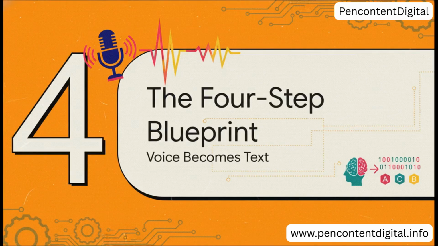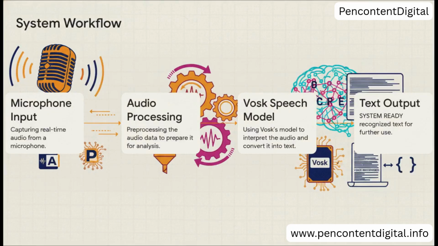Okay, we've got our tools. Now let's check out the 4-step blueprint that shows exactly how they all work together to turn your spoken words into digital text right there on your own machine. You can almost think of it like a little assembly line. Step 1, the microphone picks up your voice. Step 2, that raw audio gets cleaned up and prepped. Step 3, the Vosk model, which is just sitting there on your device, analyzes the sound and figures out what you said. And boom, step 4, you get a clean text output ready for whatever you want to do with it. And the craziest part? All of this happens in a fraction of a second.